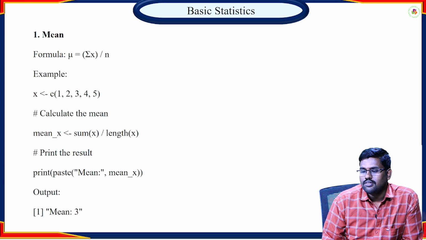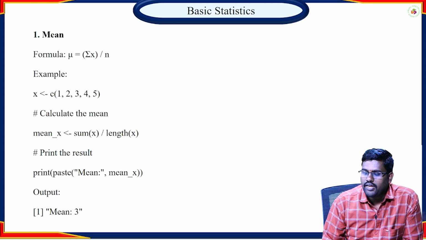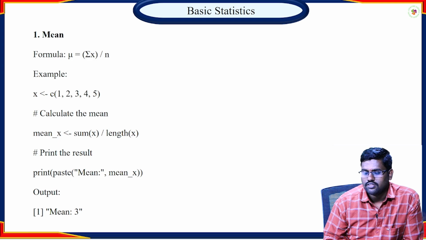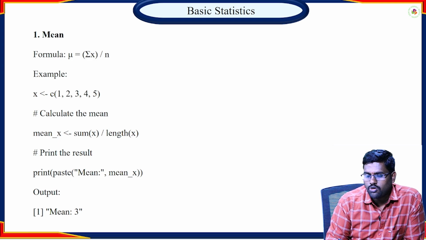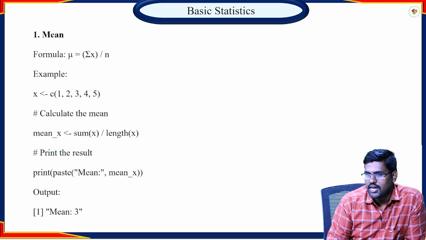Next one, basic statistics. Basic statistics means the statistical functions that we apply, just like in mathematical representations. There are different types of statistics to calculate. First one is mean. Mean mu is equal to sigma x by n, where sigma x means the sum of all the values in the given vector.